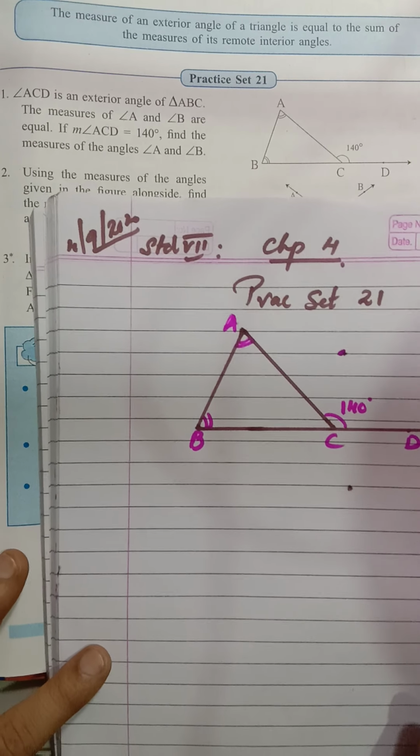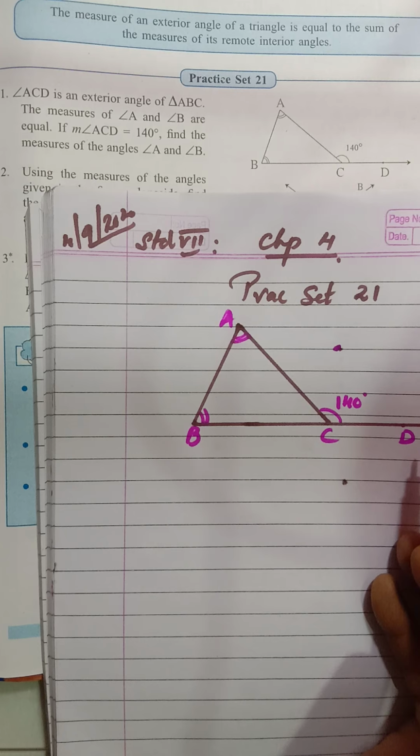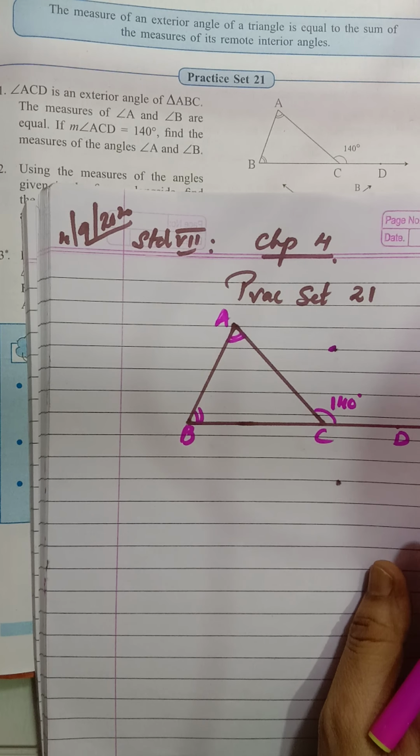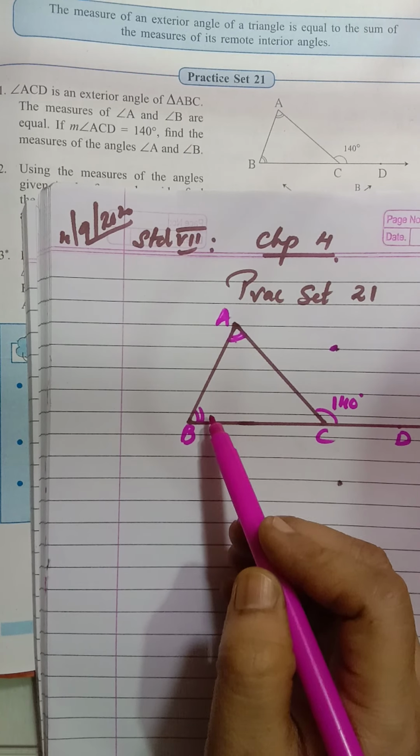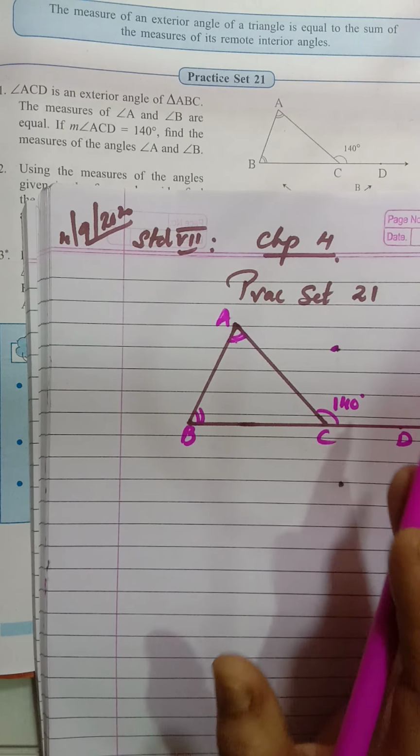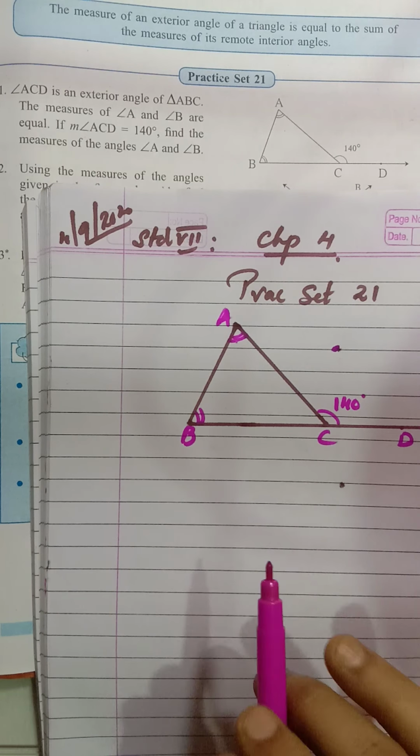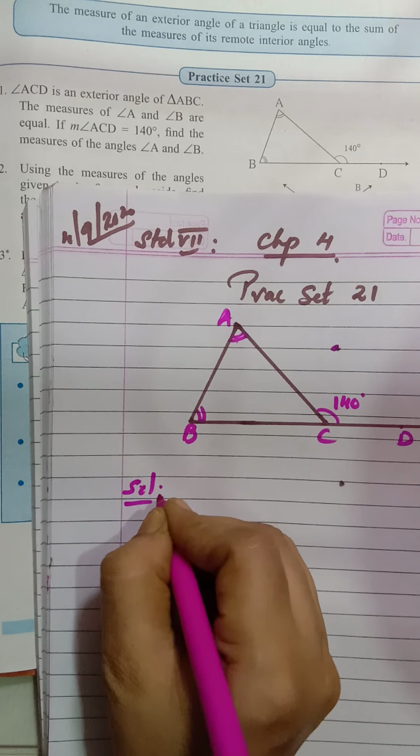Now you can see, children, what the question is. They have given us that angle ACD is an exterior angle of the triangle, and its measure is 140 degrees. Angle A and angle B are both equal, and we need to find angle A and angle B. So let us start with the solution.